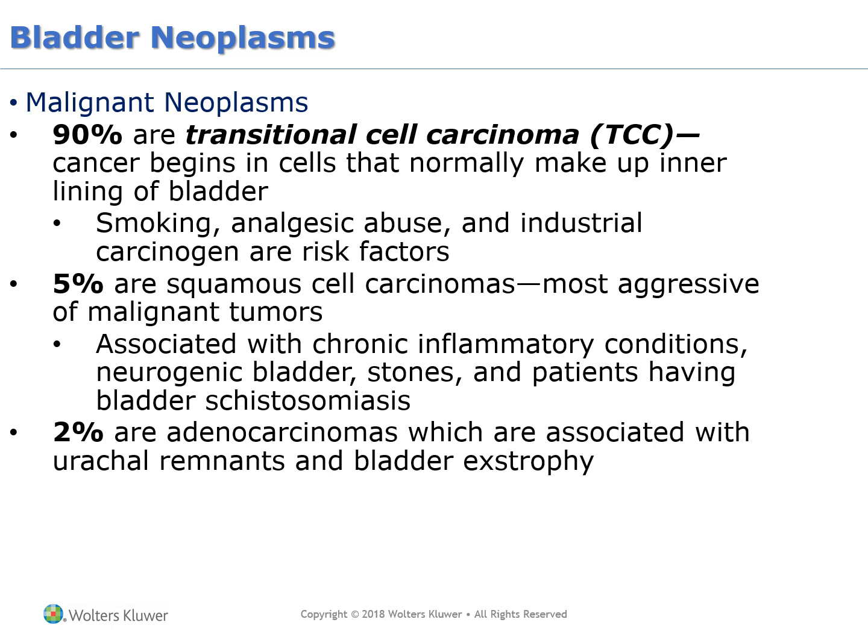And then only 2% are adenocarcinomas, which is kind of interesting because when we look at the liver and we look at the kidney and we look at a lot of our other organs, the majority of malignancies are adenocarcinomas, but here they make up the smallest amount. Now, the adenocarcinomas, interestingly enough, are associated with urachal remnants and bladder exstrophy. So these would be associated mostly with congenital abnormalities.